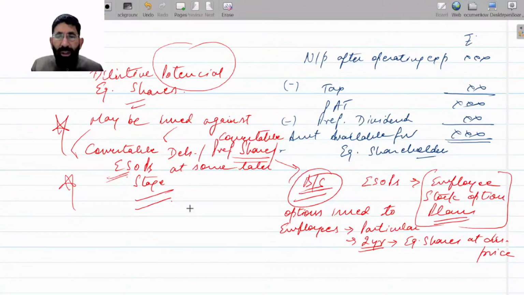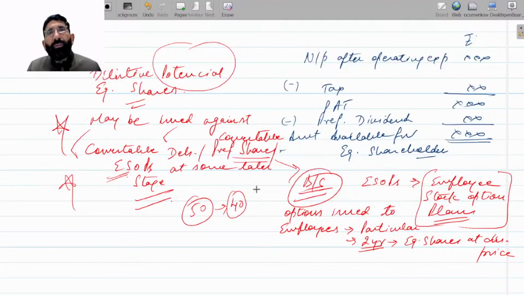If the price of the company is 50 and they have been given an option to get the shares for rupees 40, you get the shares for rupees 40 after a certain period, like 2 years, 3 years, whatever the period has been decided, then these are called ESOPs. We are calling it as ESOPs, employee stock option plans. So these can be converted into equity shares at later stage.